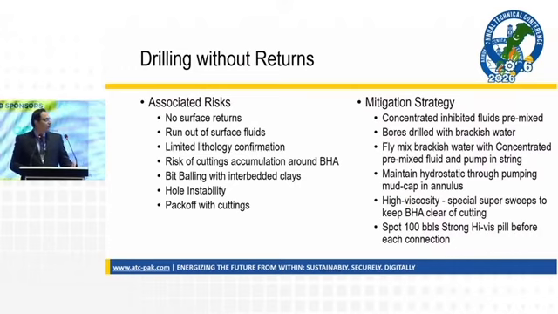So these were the risks. The mitigation strategy was designed so that concentrated fluids were prepared before and pre-mixed, and groundwater bores were drilled for the brackish water, and on-the-fly mixing of brackish water with concentrated polymer pills was designed. Then hydrostatic head was maintained through pumping of mud cap in the annulus. High viscosity special super sweep fiber pills were designed for hole cleaning. Then after every connection, they spot 100 barrels to avoid any cuttings around the BHA.